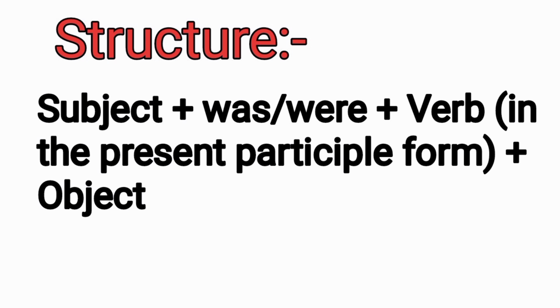Now we have the structure: subject plus was/were plus verb plus ing. We will use the ing form here. In every continuous tense we will use the ing form, because if we do not write it, then our continuous tense is incomplete. So we have subject plus was/were plus verb plus ing, the present participle form, plus object. You can use both was and were.